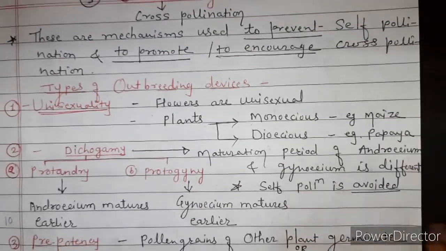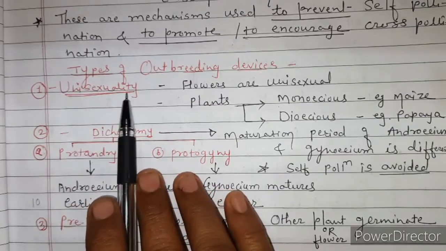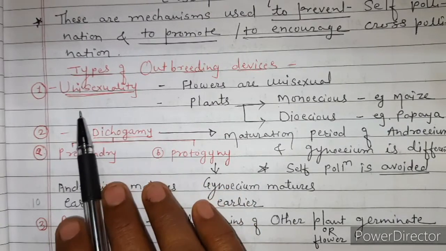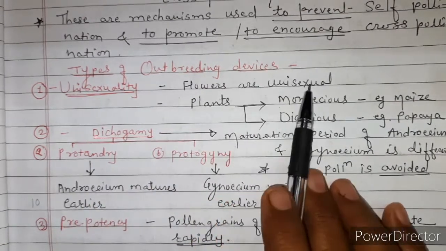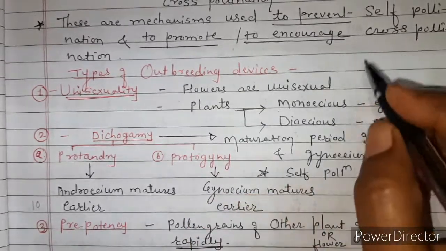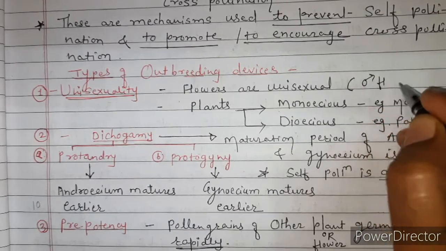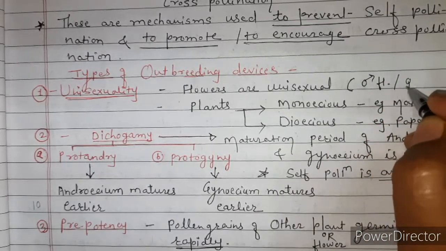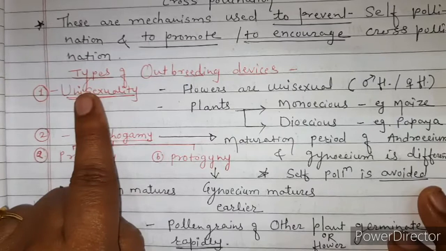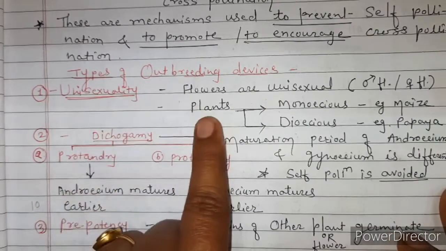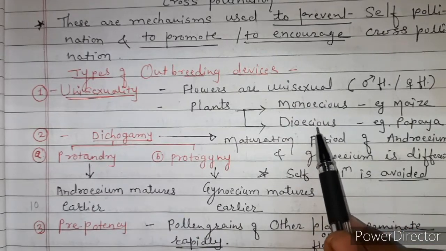Now, we will see the types of the outbreeding devices. The first type is unisexuality. You know here uni means only one. So, in the plants the flowers are unisexual. When the flowers are unisexual, the plant produces either male flowers or female flowers. The flowers are not bisexual, and such plants are of two types. They may be monoecious or dioecious.